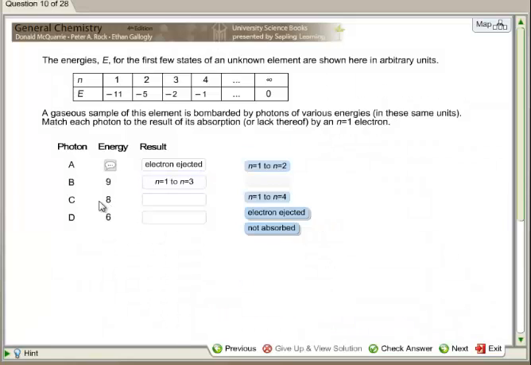Alright, I'm not going to do photon C and photon D, and I certainly hope that your values are different than these, so you're not just copying my work and you can have the fun of doing this all on your own.